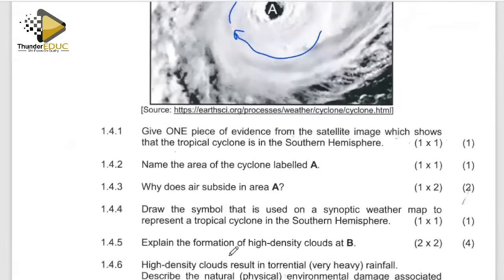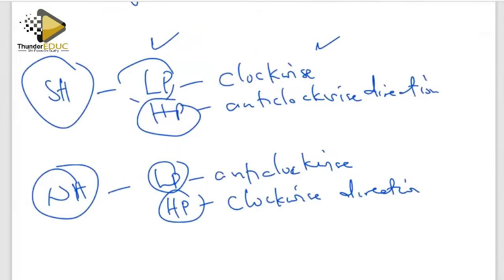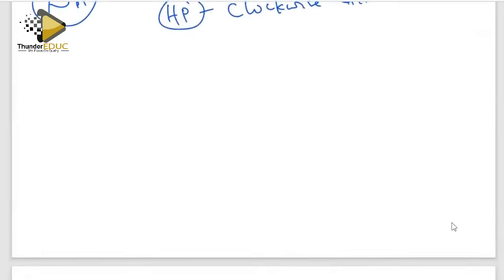Name the area of the cyclone labeled A. Our area A is the focal point of our system, which is the eye. That's the eye of our weather system. Right. Why does air subside in area A? I'll try to make an illustration here. We are saying at A, the air subsides, which means there's sinking air.